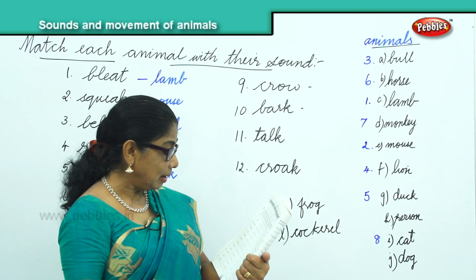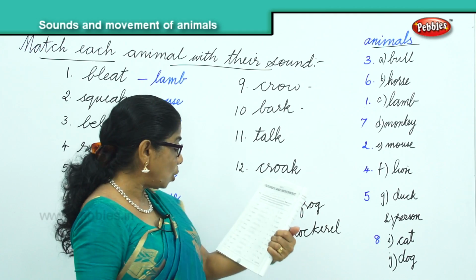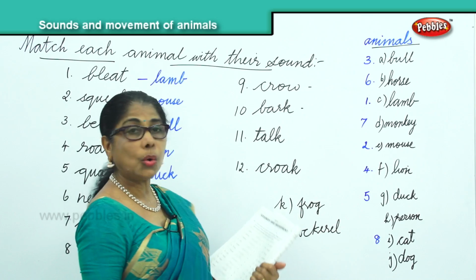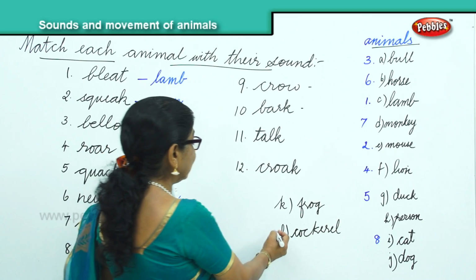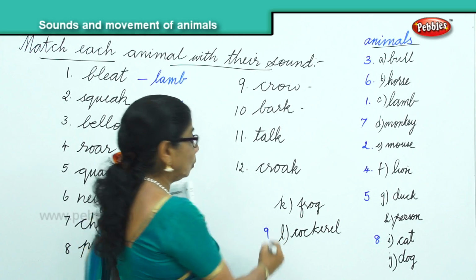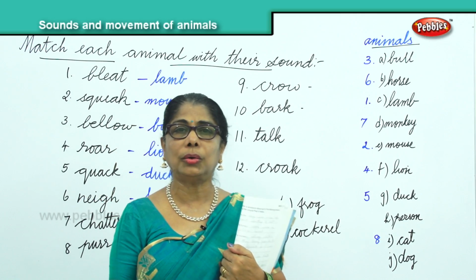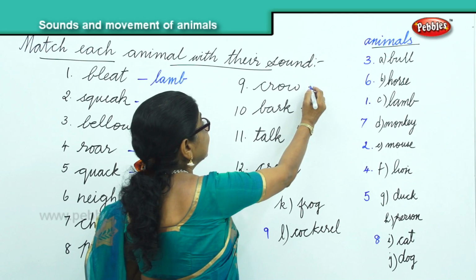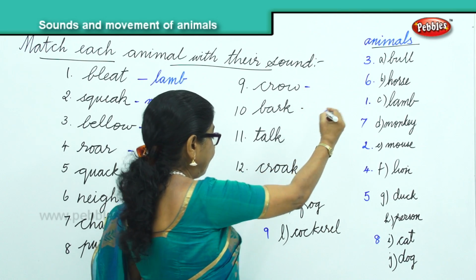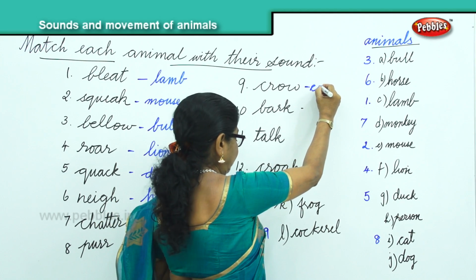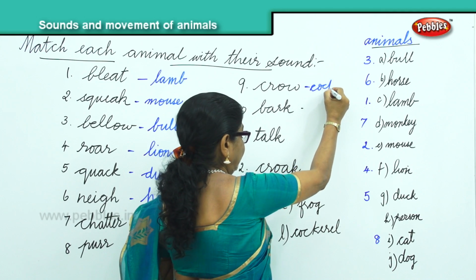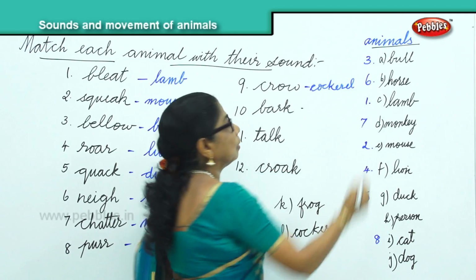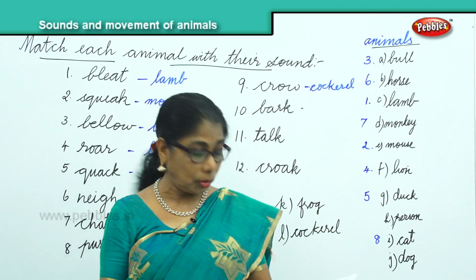Now, someone says caw, caw. Who says that? Cockerel. Cockerel keeps on saying caw, caw. The sound made by a cockerel. So cockerel says caw. He caws all the time.